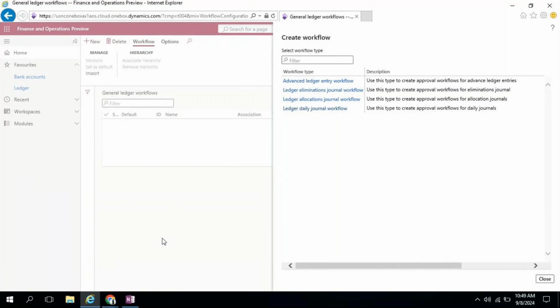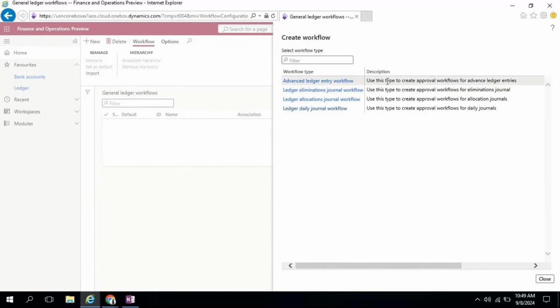We have four more workflows in the standard applications. These workflows are the ledger allocation journal workflow, the ledger elimination journal workflow, and the advanced ledger entry workflow. Advanced ledger entries are those workflows where, like the advanced rules I have told you, you can define only 8, 10 financial dimensions at the account structure level, but going further, those financial dimensions can be linked with the advanced rule structure.